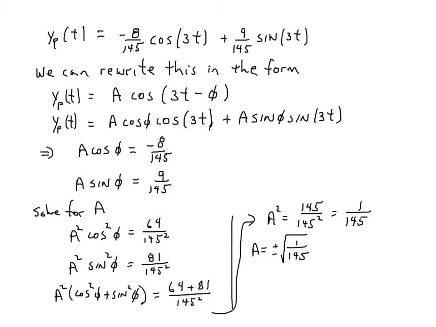Solving for A, as I did in class, the technique is to square both equations. Square this equation and square this equation. And then when you add them together, you have the nice trigonometric identity. Cosine squared phi plus sine squared phi has to be a 1. And so A squared is 145 over 145 squared, or 1 over 145. A can be plus or minus the square root of 1 over 145.